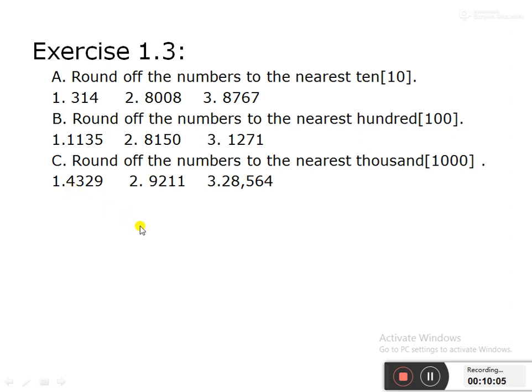My dear children, please do it in your home assignment, in your classwork copy. When you come to school, I will check it clearly. Your handwriting should be neat and clear.